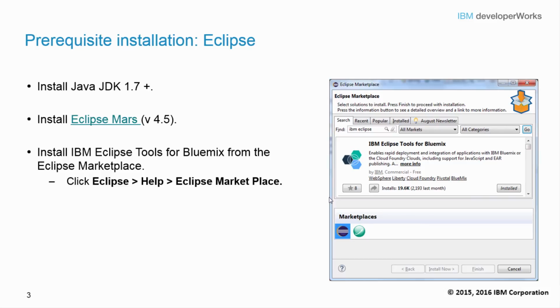Before we dive into the demo, there is a list of tools we need to download and install. Let's get started with the JDK. We need a Java runtime and associated development kits, version 1.7 or greater. We also need Eclipse Mars, which we will use as the integrated development environment for Java to edit, test, and run. And we need the IBM Eclipse Tools for Bluemix to make deployment to Bluemix easier from your local environment through Eclipse.